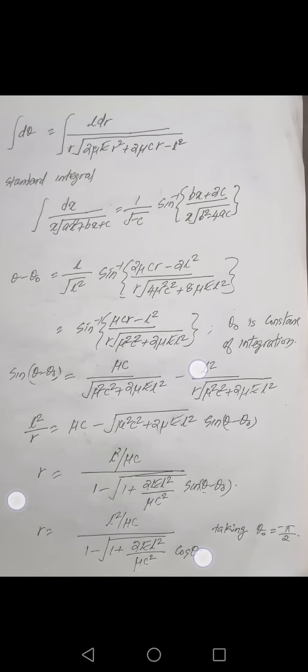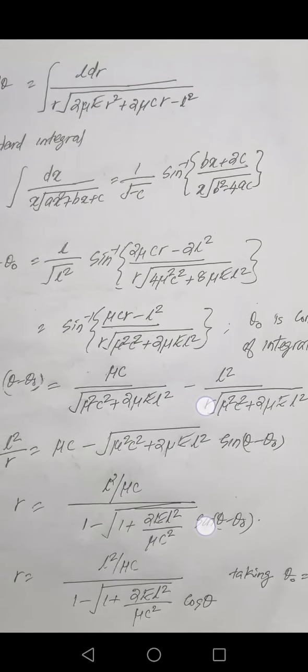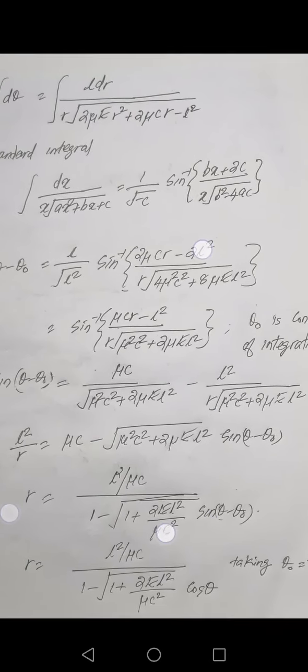And conventionally we are taking theta 0 as minus pi by 2. Okay, that is one convention. So theta 0 is some constant. If I take theta 0 as minus pi by 2, it will be sin of theta plus pi by 2. Sin of theta plus pi by 2 is cos theta. So this equation becomes r is equal to L square by mu C by 1 minus square root of 1 plus 2 E L square by mu C square times cos theta. So now this equation is in the general form of a conic section, that we learned earlier.